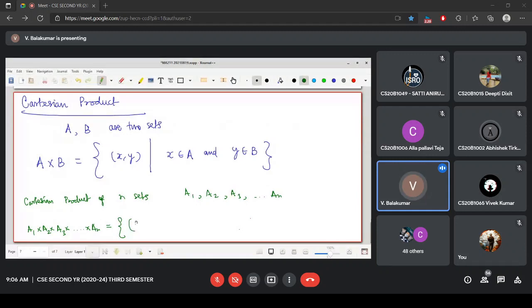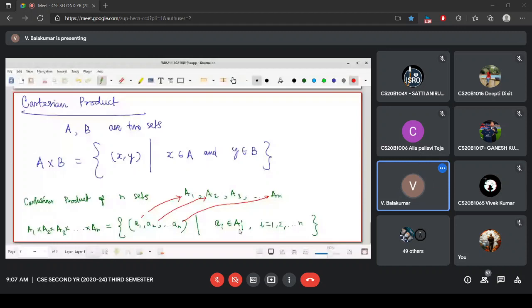So I shall be collecting all the terms A1, A2, ..., AN, with what property? This element belongs to that set, where i is 1 to n. Meaning, look at A1, that belongs to the first set. A2 belongs to the second set. AN belongs to the last set. The same happens here: x belongs to A, and the second element belongs to the second set.